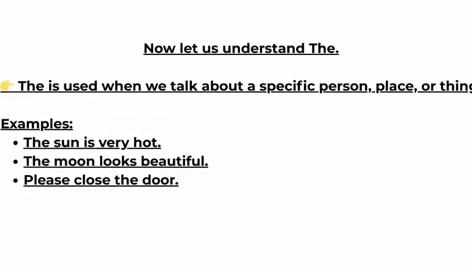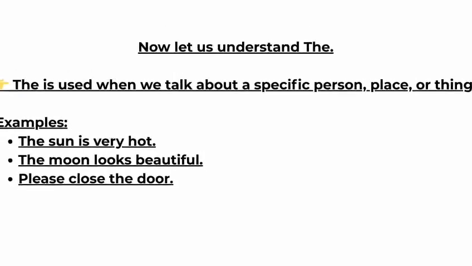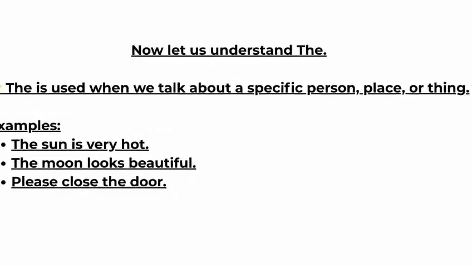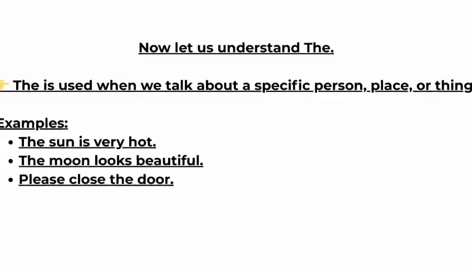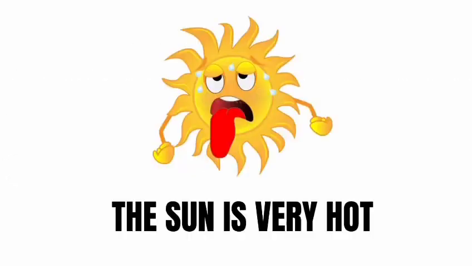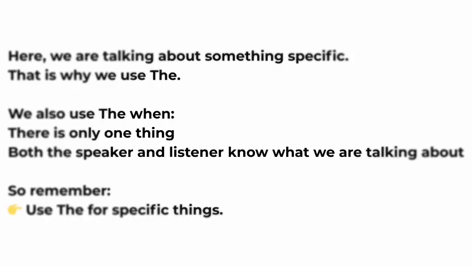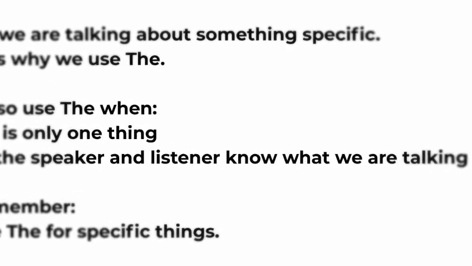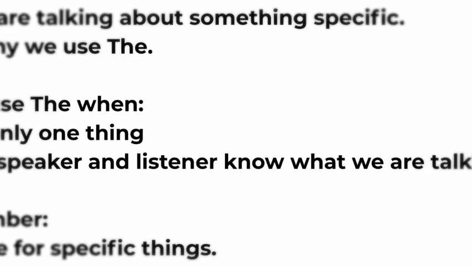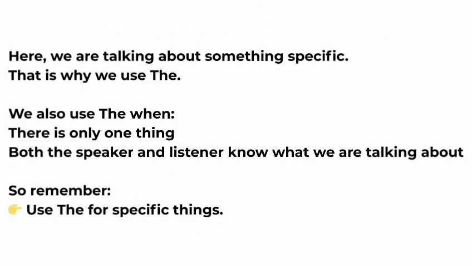Now let us understand "the". "The" is used when we talk about a specific person, place, or thing. Examples: The sun is very hot. Please close the door. The moon looks beautiful. There is only one such thing. Both the speaker and listener know what we are talking about. So remember, use "the" for specific things.